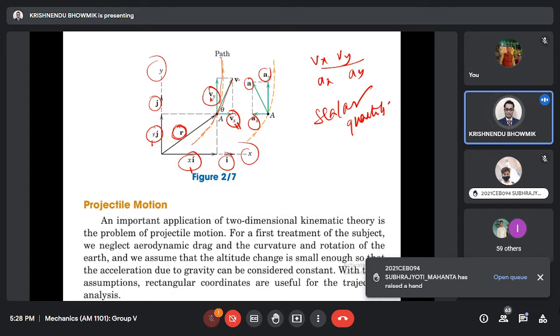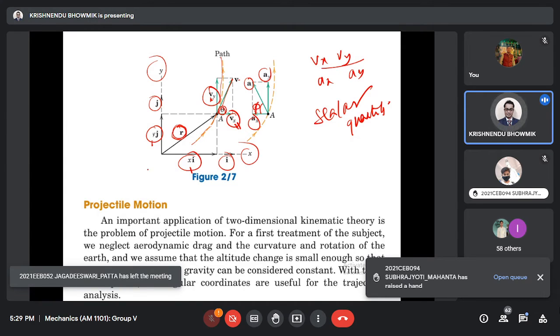So what is the angle associated with? Here say it is theta, and here say it is phi. The components are scalar quantities, and the vector is associated with some angle theta. If you know theta and vx and vy, then you can easily get the actual vector. By default, vx and vy are 90 degrees apart because of the rectangular coordinates. So theta and phi are also known.